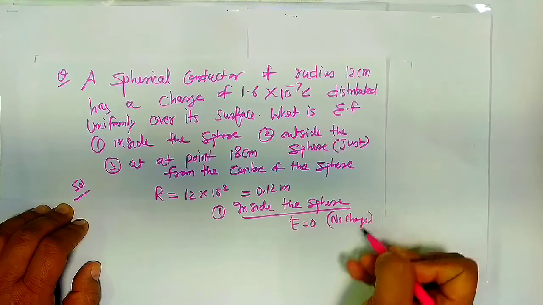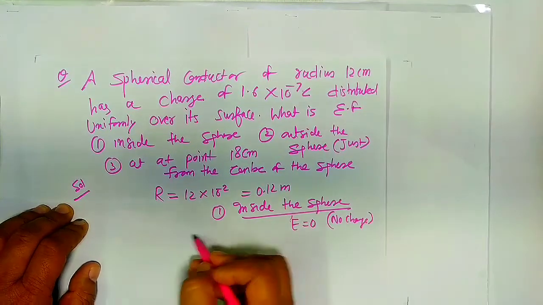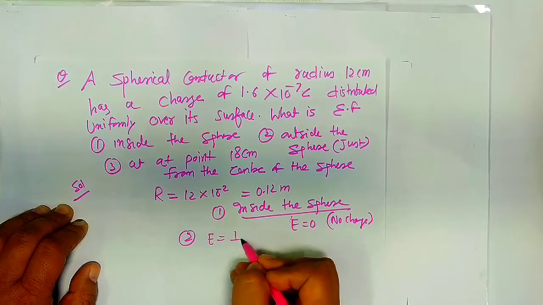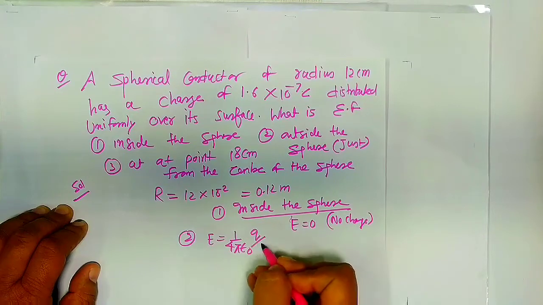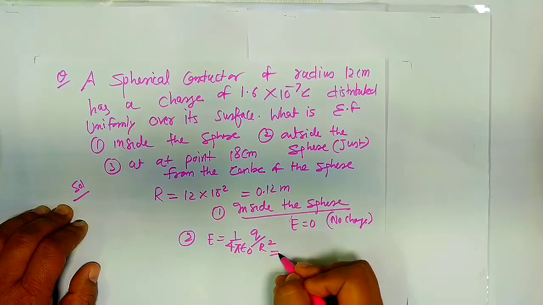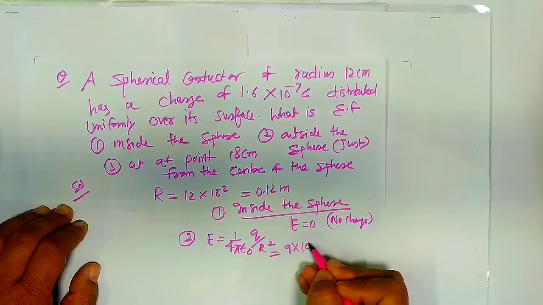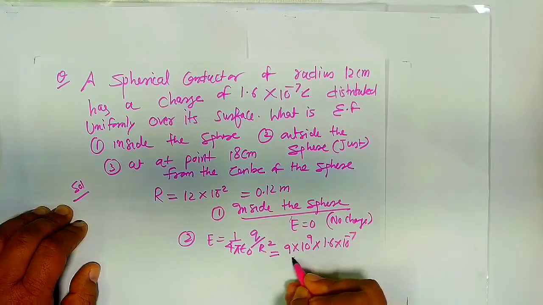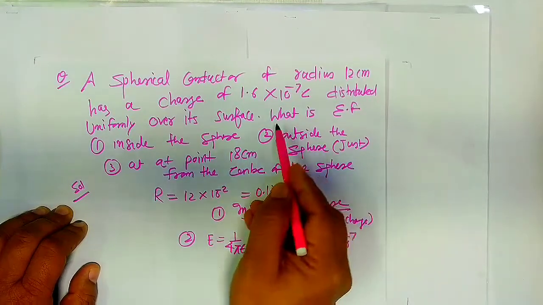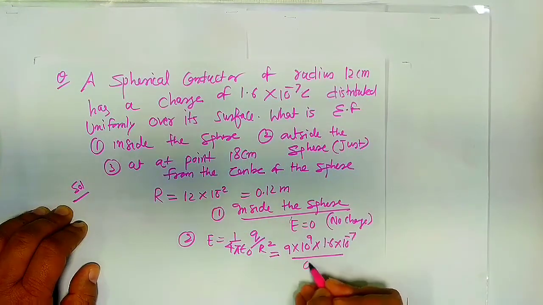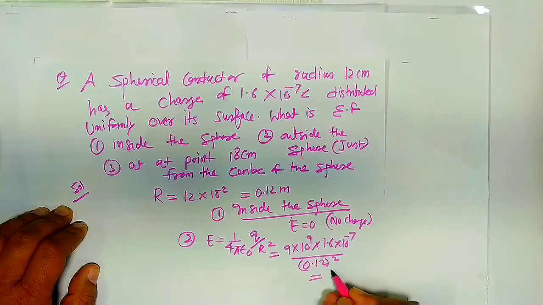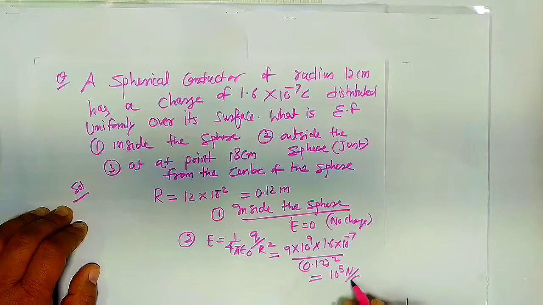So we know that we can't apply Gauss law. The second one, outside the sphere, will be 1 upon 4 pi epsilon naught, q by r square. So 9 into 10 to the power 9, Q is 1.6 into 10 to the power minus 7, and the radius is 0.12 square. You calculate it, it becomes 10 to the power 5 Newton per Coulomb.